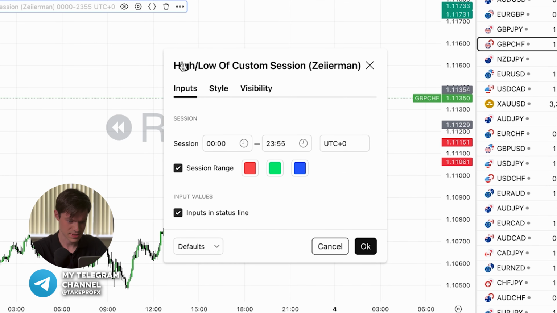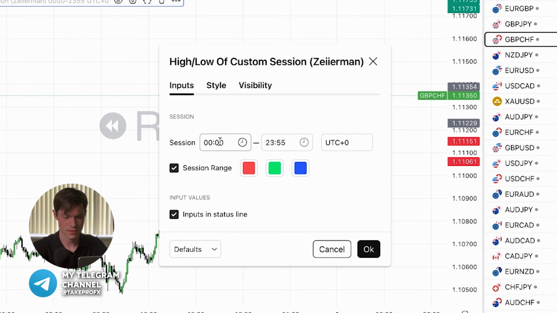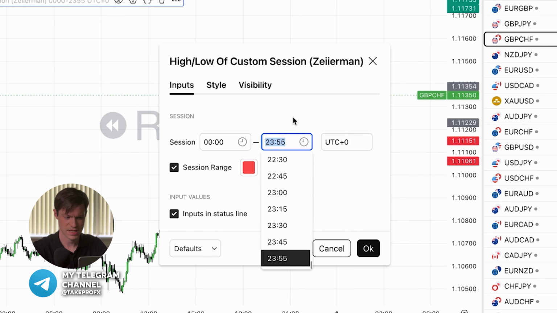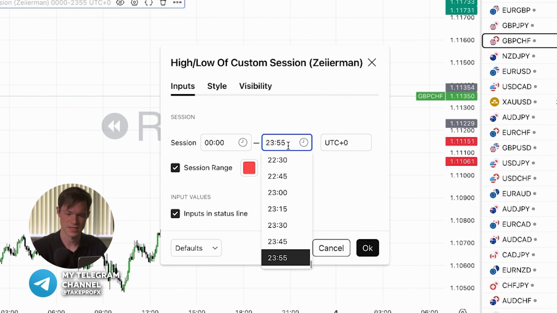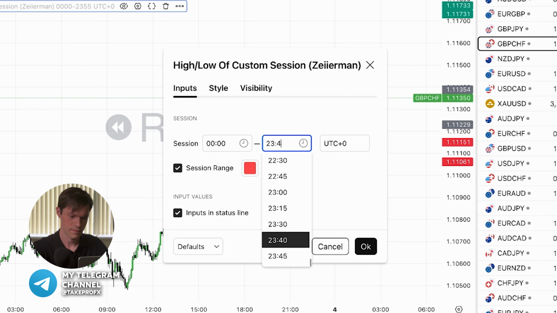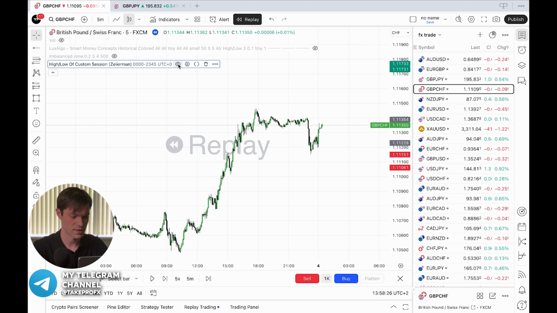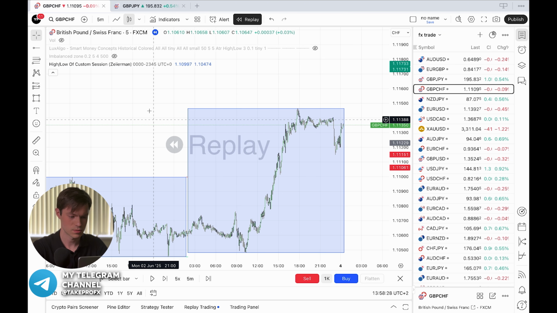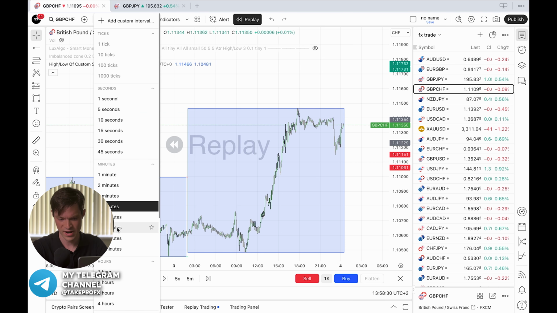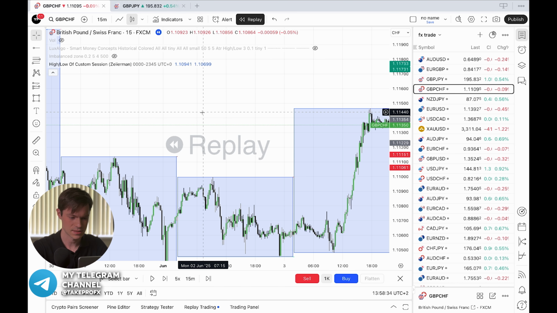To configure it, set the universal time, UTC plus 0, and the session time to almost the entire day, except for the last 5 or maybe 15 minutes. So you can set either 23:55 or 23:45. We need this so that when we turn on the indicator on time frames such as M5 or M15, we can see the boundaries between certain days. Otherwise, everything will merge into one rectangle, and we don't need that.